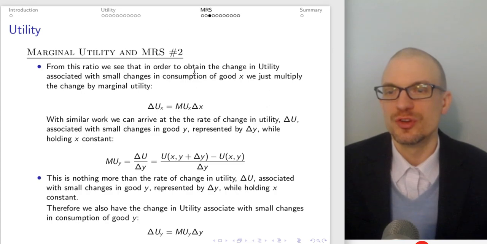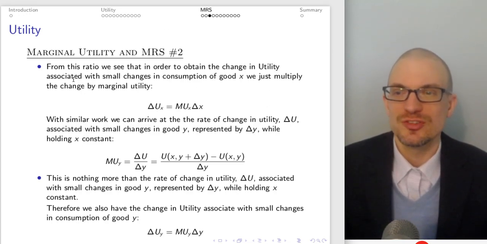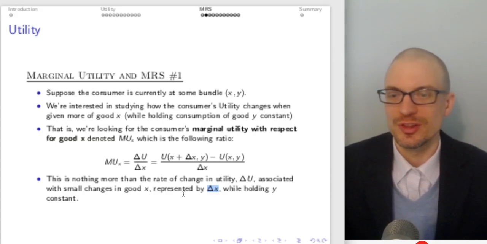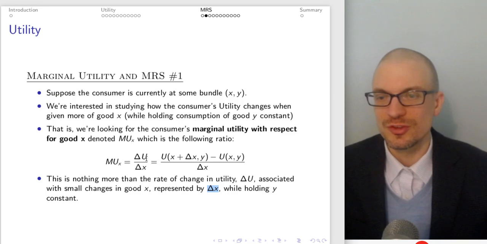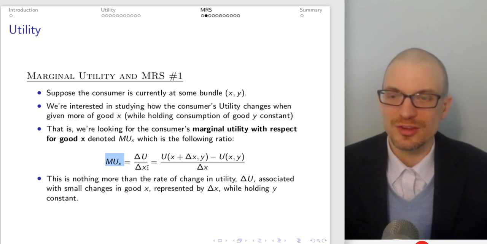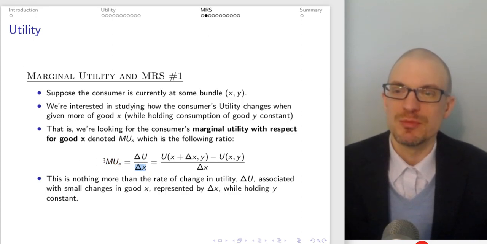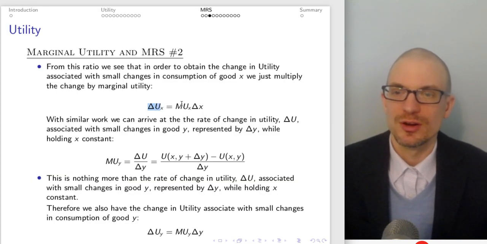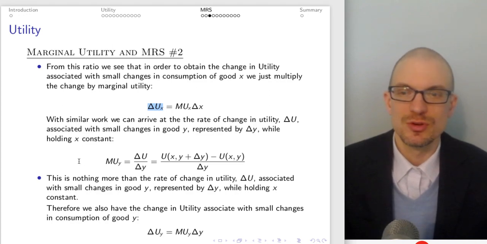We can do this for good 2. So from this ratio, we see in order to obtain the change in the utility associated with small changes, we just multiply the change by the marginal utility. That's just like manipulating this. So to get my change in utility, I can just get MUX, which is the change in utility coming through x, times the change in x. So move this, delta x times MUX is this line right here. So delta x times MUX is my change in utility coming through good x.